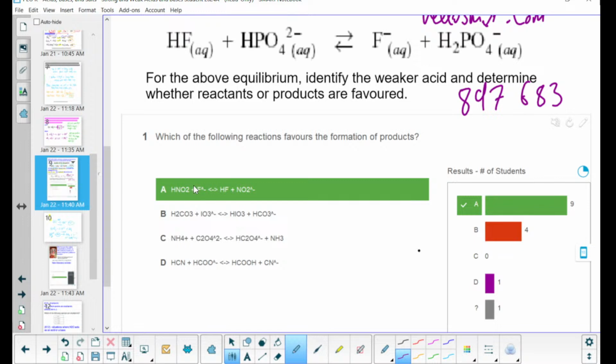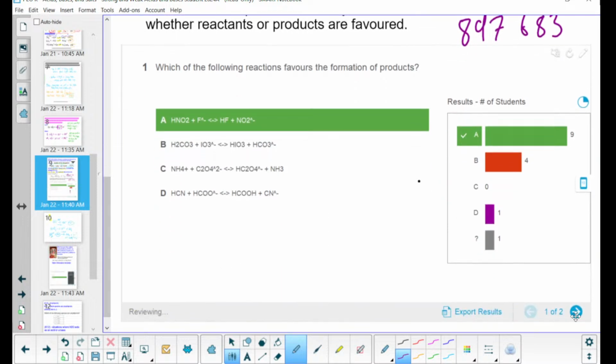In all of these, what are you comparing? Which side is higher? You're just looking at the acid, which one's higher up. So HNO2 is higher than HF. In all these other cases, it is not. Let's check the next one. There it is.